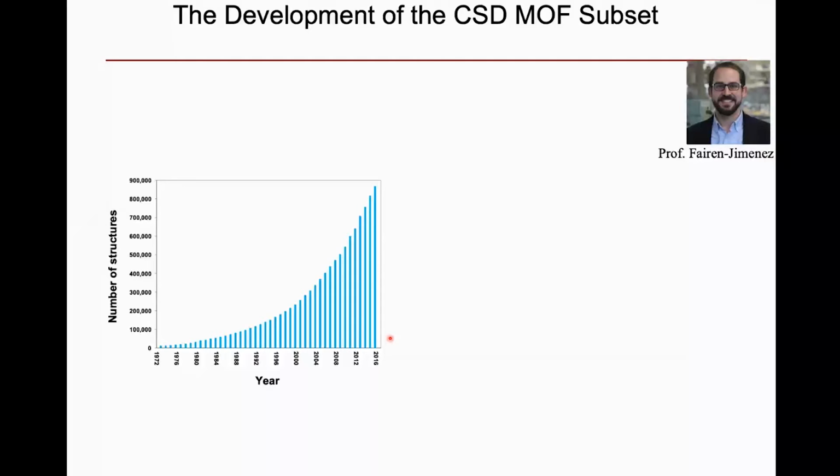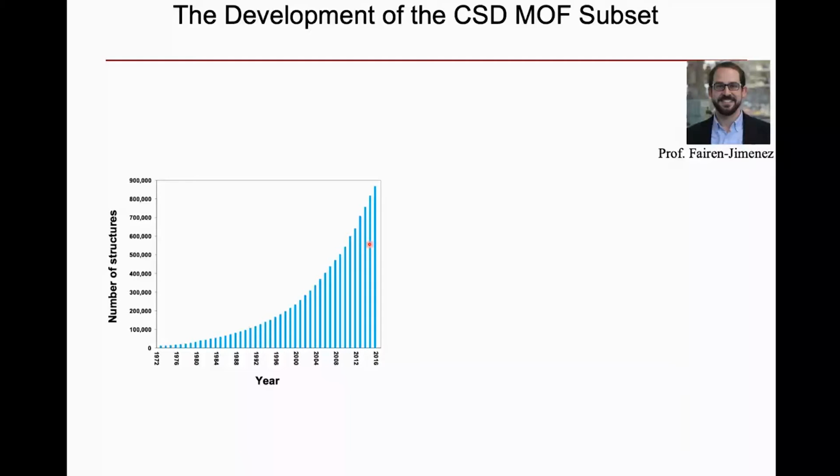So here is the total number of structures deposited into the CSD from 1972 to 2016, reaching almost 900,000 materials. Apologies that this is not updated. I know that I think the latest count up to 2020 shows more than 1 million structures that are deposited into the CSD, the Cambridge Structural Database. And this database includes small organic molecules as well as MOFs and other porous materials.